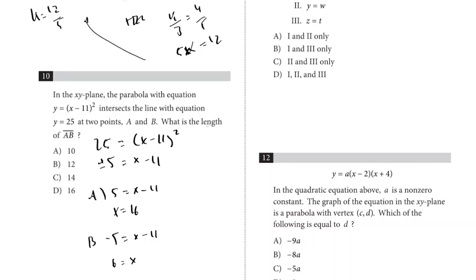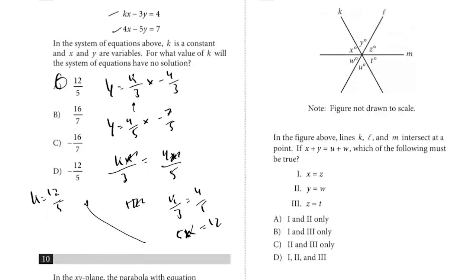And we need to find the length of AB, so that's the difference between the 2 points. So that means 16 minus 6, and that is equal to 10. So the answer for 10 is A. Okay, moving on to question 11.